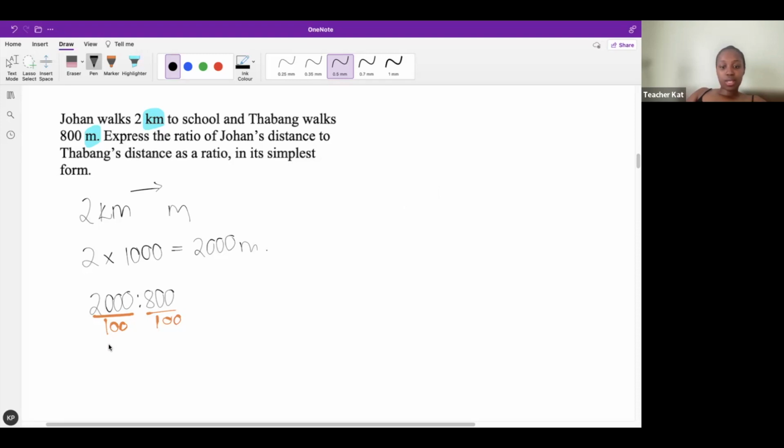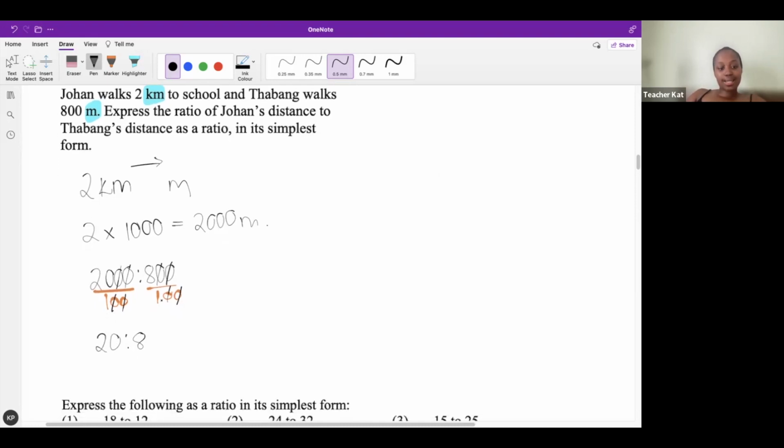Thanks, Teboho. We're getting there. What's 2,000 divided by 100? Get rid of these zeros, and it gives you 20 to 8. Now what is a common factor between 20 and 8? What can go into 20 and into 8? 4. So I'm dividing both by 4.